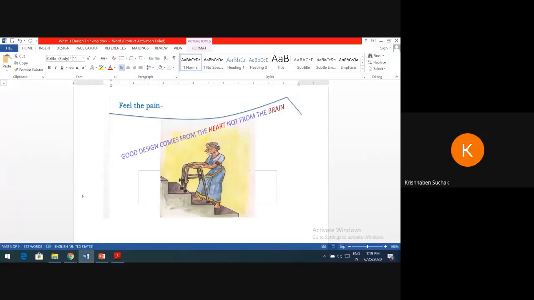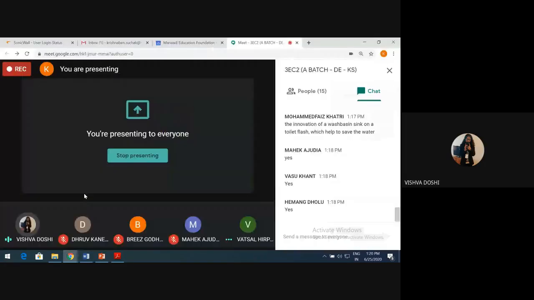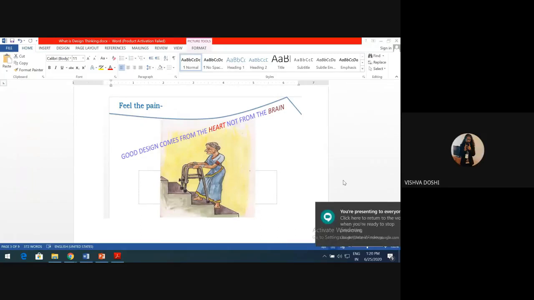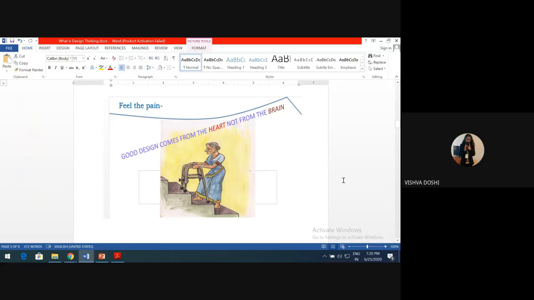Yes, ma'am, the picture portrays an elderly woman who is trying to climb the stairs with the help of a stand. So the artist wants to say a good design comes from the heart, where he felt that the elderly person needs to climb the stairs and she's facing some problems. So the design given to her for climbing stairs came from sympathy, you can say.